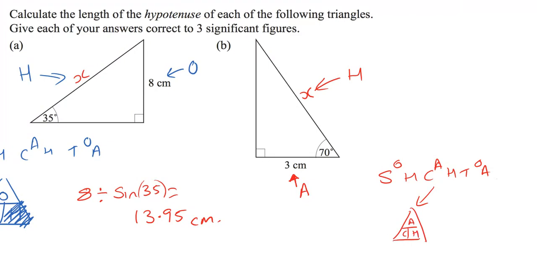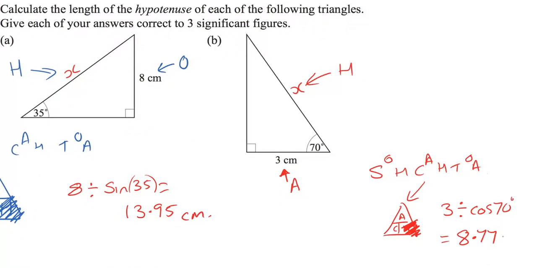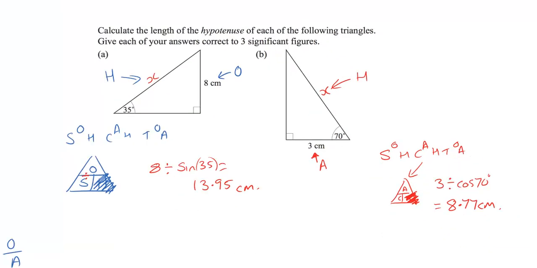So we're going to write out CAH. Okay, now we cover up the one we want. So in this case, it's the H. We're trying to find that missing hypotenuse. And this tells us we've got one thing over the other. So it's going to be 3 divided by the cosine of 70 degrees. Okay, so type that in your calculator. You should get 8.77 centimeters. Don't forget, you've got to press the cosine button, not the sine button here.